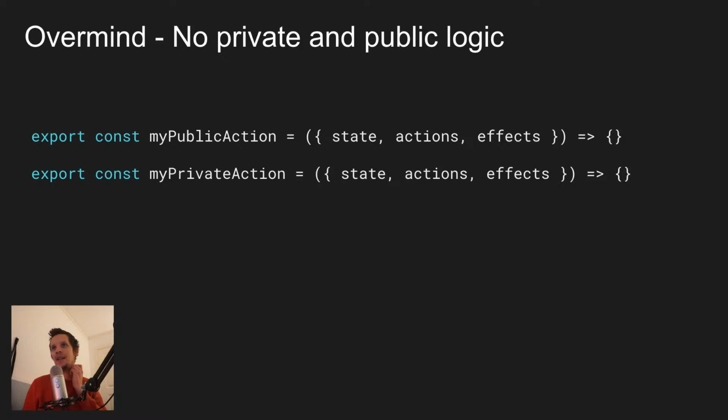And again, no private and public logic in Overmind. Everything is public. You could say, why don't you just create a utility function that could be private, and that's true. We could do that. But then we would have to manually pass the context to these functions. It's the same in Redux. If you want a private piece of thunk, you would have to pass the getState and the dispatch to that function for it to be able to do things, which is not ideal.